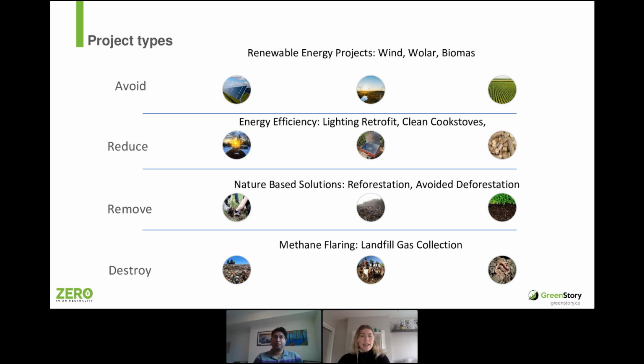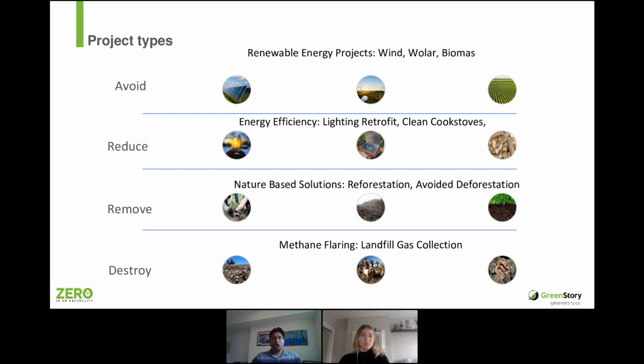Super interesting. And I guess there's thousands of different types of offset projects on the market based on different sections of those project types. So how do you ensure that these projects are high quality, really functioning, and just ensure the quality of the carbon credits themselves?